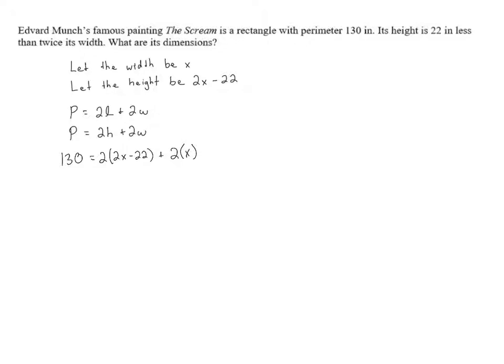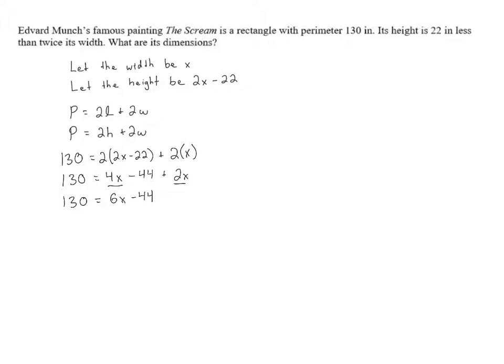We'll start by multiplying, and we've got that 2 that needs distributed on the right-hand side. 2 times 2x is 4x, and then minus 2 times 22 is 44, plus the other 2x that's sitting over there. Now we have like terms that we can combine on the right. 4x plus 2x becomes 6x, so this will be 130 equals 6x minus 44.